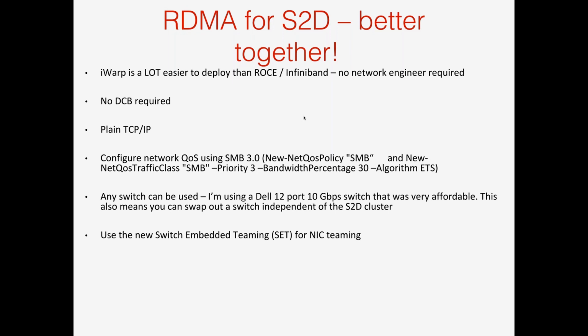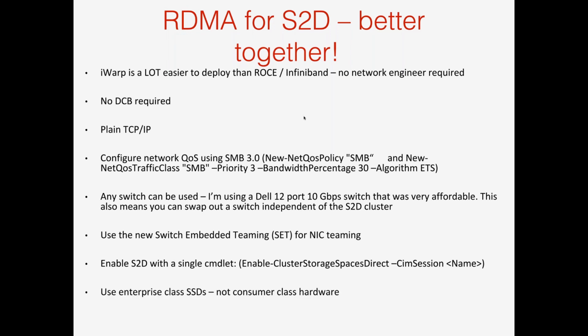You want to use the new Switch Embedded Teaming, which is also part of Windows Server 2016, for NIC teaming when you're using Storage Spaces Direct. Actually, enabling Storage Spaces Direct once you've set it all up is really simple. In the technical previews for Server 2016, that was quite complicated with lots of PowerShell to run, but now you just simply run Enable-ClusterStorageSpacesDirect, and it figures out the optimal layout for your environment.